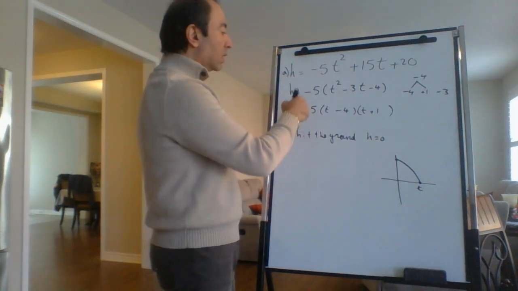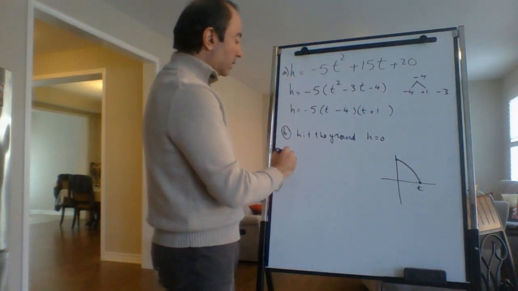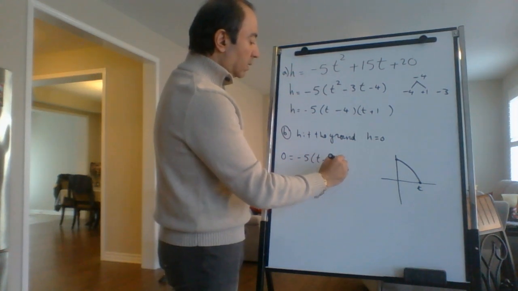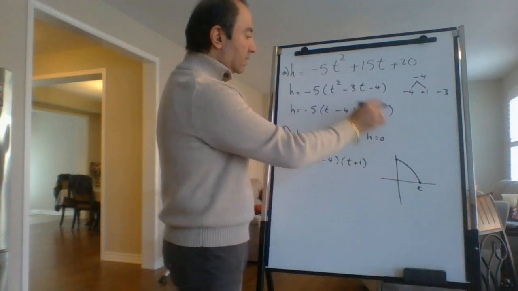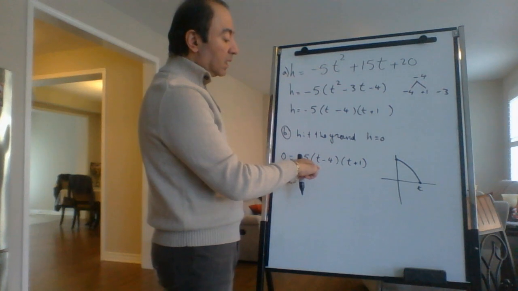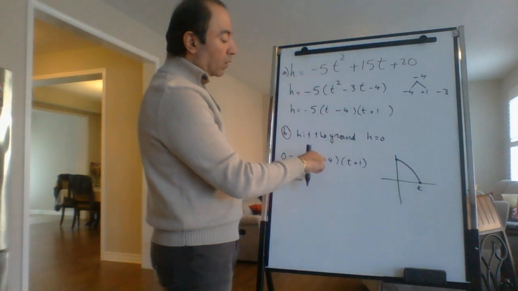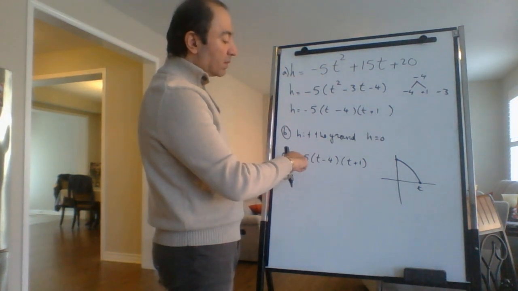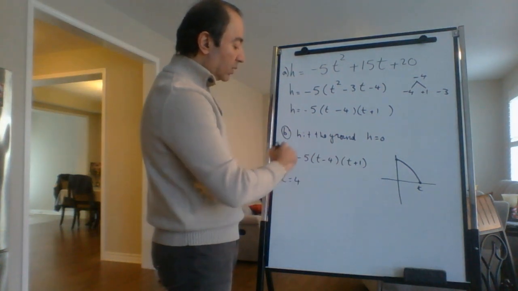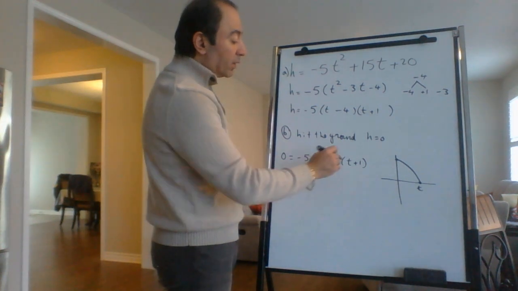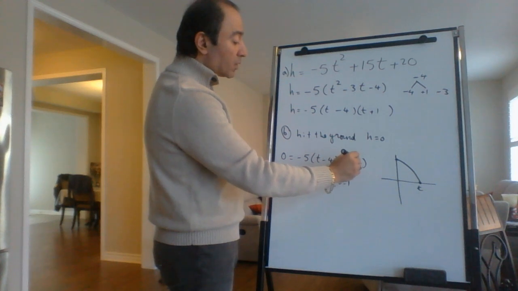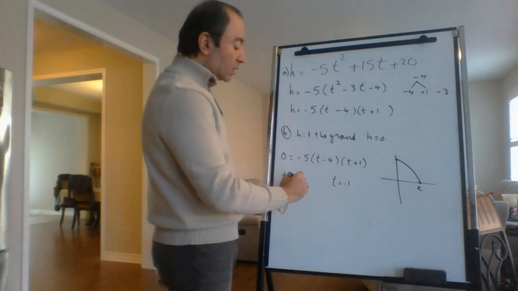Okay, so all I'm going to do is put 0, and I will try to find the time that will make this equal 0. When I look here, I found that if t equals 4, 4 minus 4 is 0, 0 times anything is 0, so if t equals 4, the whole thing will equal 0. And the other value, if t equals negative 1, negative 1 plus 1 is 0, 0 times anything is 0. So those are the two values.